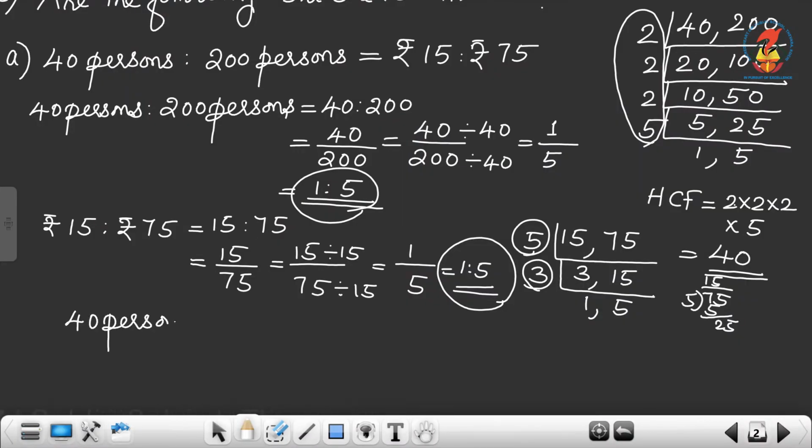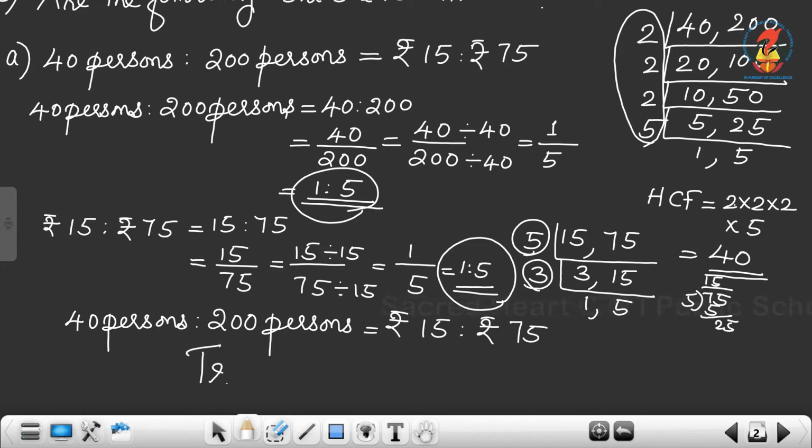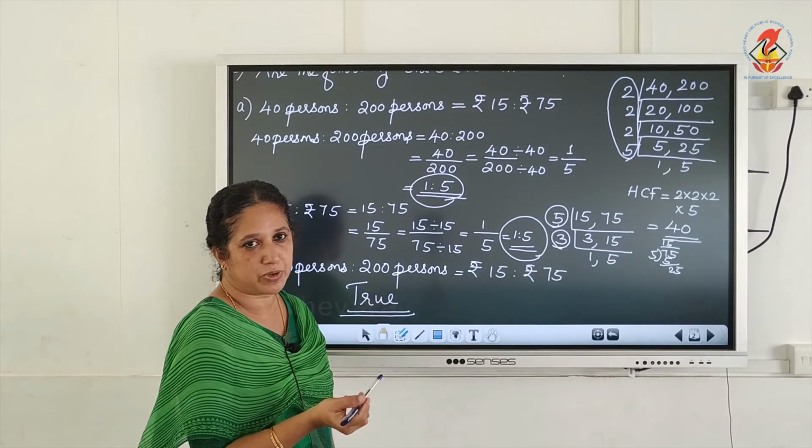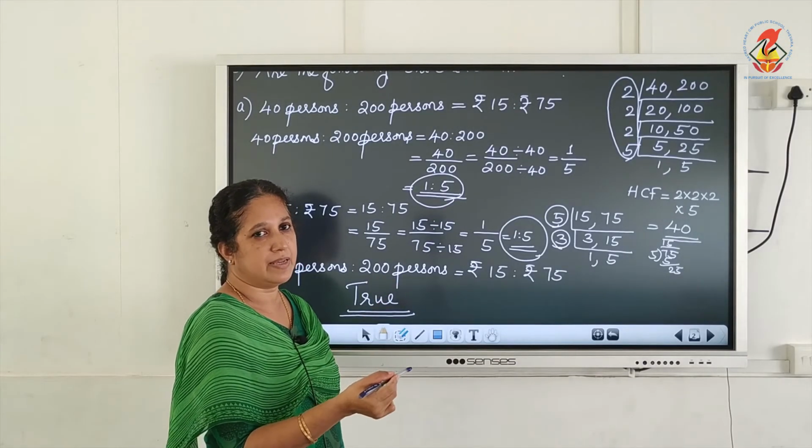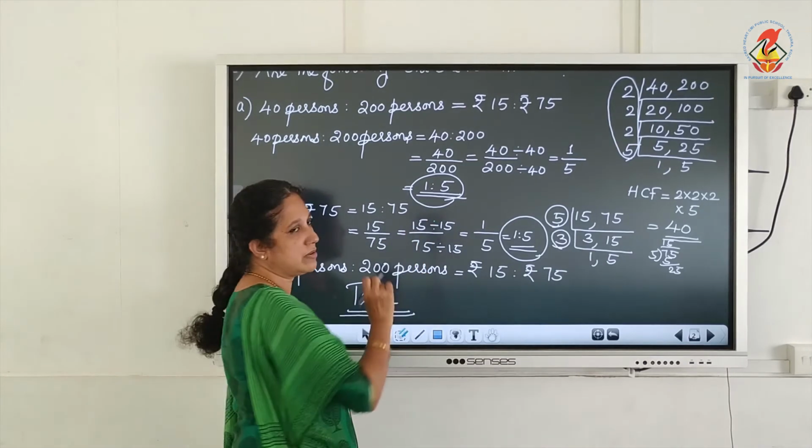So we can write 40% is to 200% equal to rupees 15 is to rupees 75. So the two ratios are equal, and the four quantities are said to be in proportion. What about the statement? We can say it is a true statement. Here I found the highest common factor and after that reduced to the lowest form. If you are not getting the highest common factor, what you have to do? We can do it in a step by step division, and after that reduce to the lowest form.